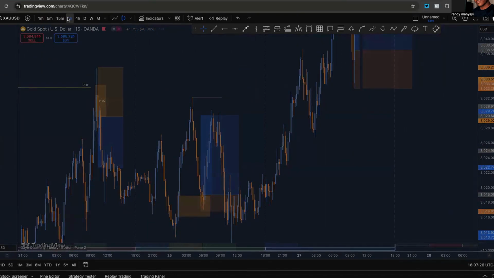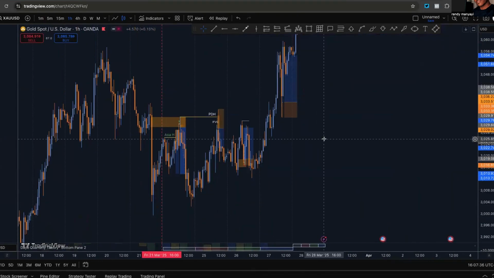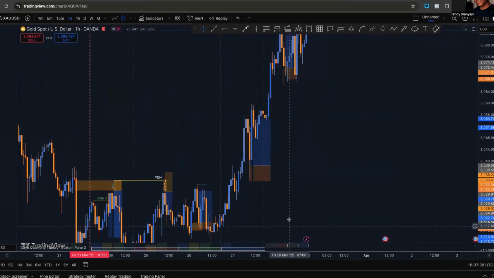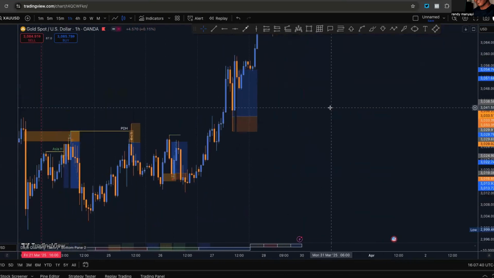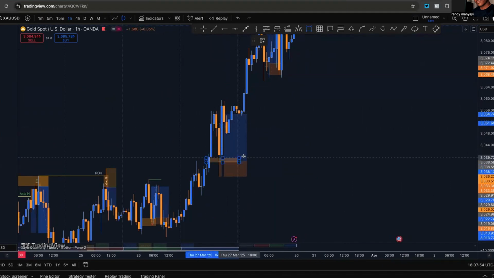Let's see what Thursday had for me. What happened on Thursday was pretty simple. I spotted this price. You see, price started displacing, getting to this FVG displacement. And then what did price do? It left behind these FVGs. I was actually looking at this FVG as my point of interest.